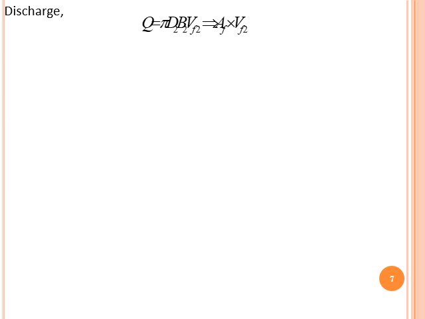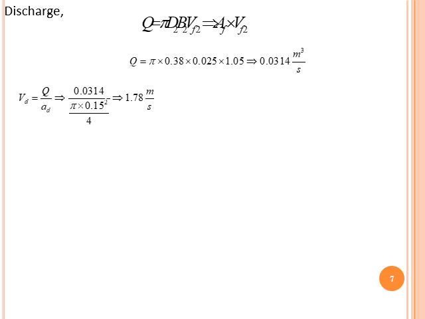So now the discharge Q is equal to pi d2 b2 Vf2, that is, area of flow into velocity of flow. The diameter is 0.38 and the width of the impeller is 0.025, and the velocity of flow is 1.05. Hence the discharge through the impeller is 0.0314 meter cube per second.